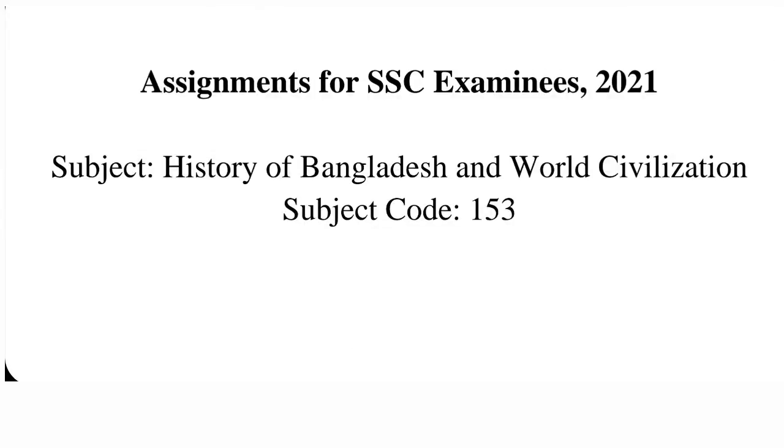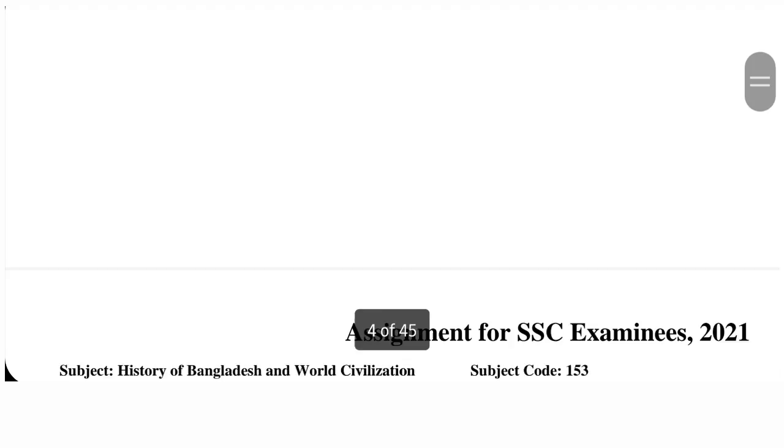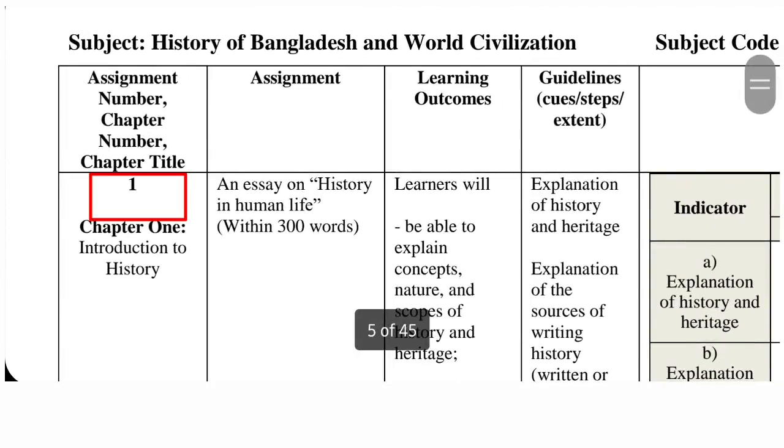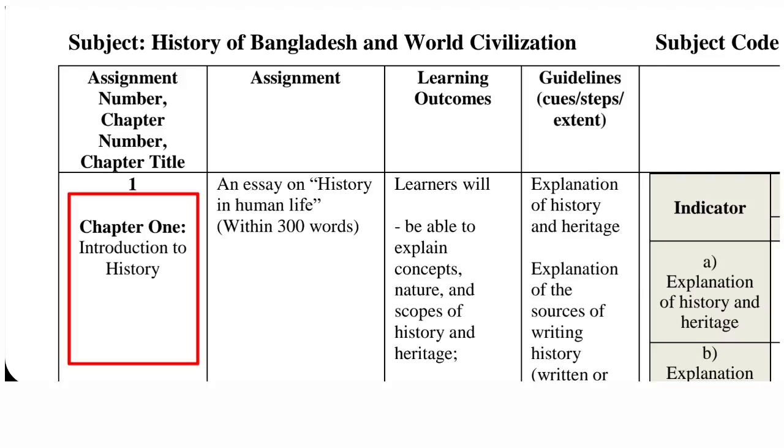In this video, I'm gonna provide you a sample answer of the History of Bangladesh and World Civilization assignment for SSC 2021. Alright, see the question paper here. Your assignment number is 1, Chapter 1, Introduction to History. The chapter's title is Introduction to History. Look at the assignment column.